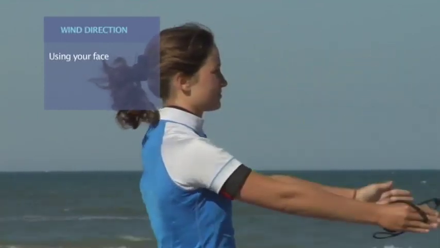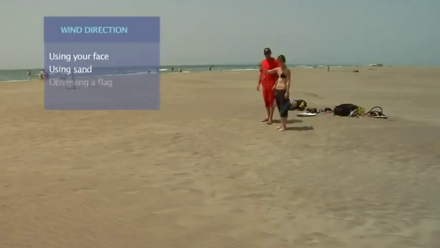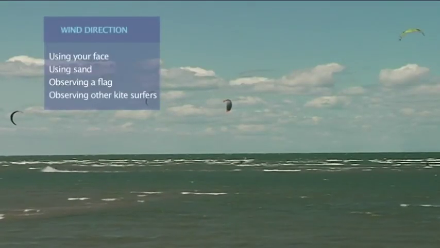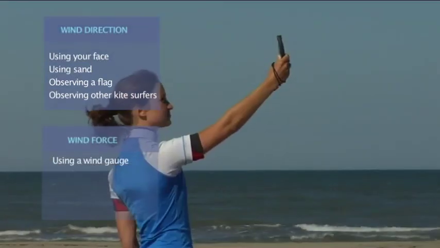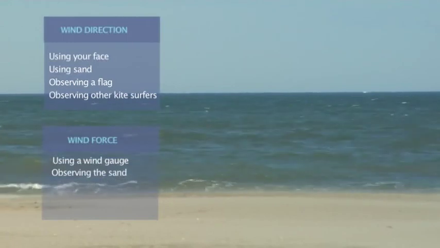There are other methods. Use the sand, look at a flag, or look at the kites of other kitesurfers already in the water. A wind gauge may be used to measure the force of the wind, but you may also look at whitecaps on the water or look at the sand to see if it is being blown along the beach.